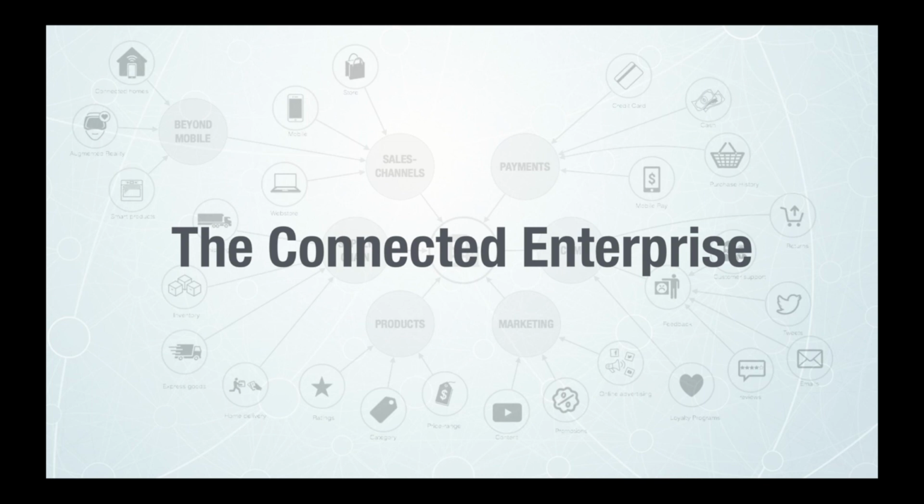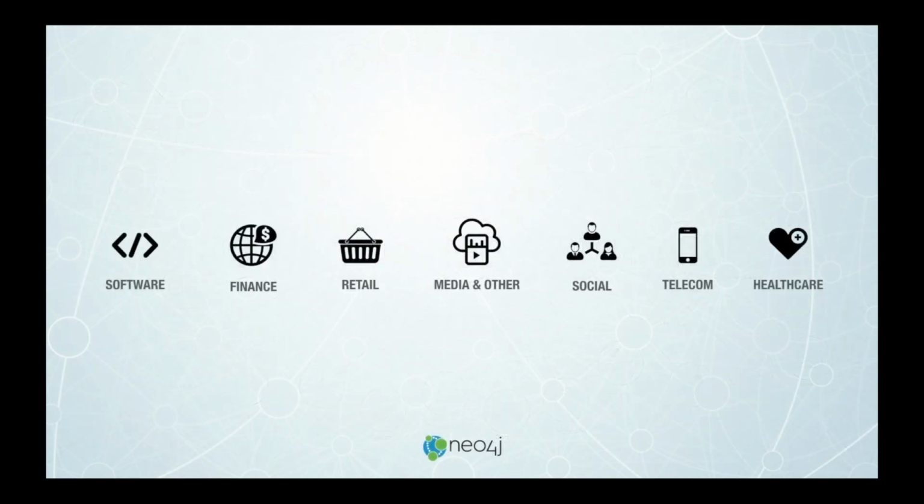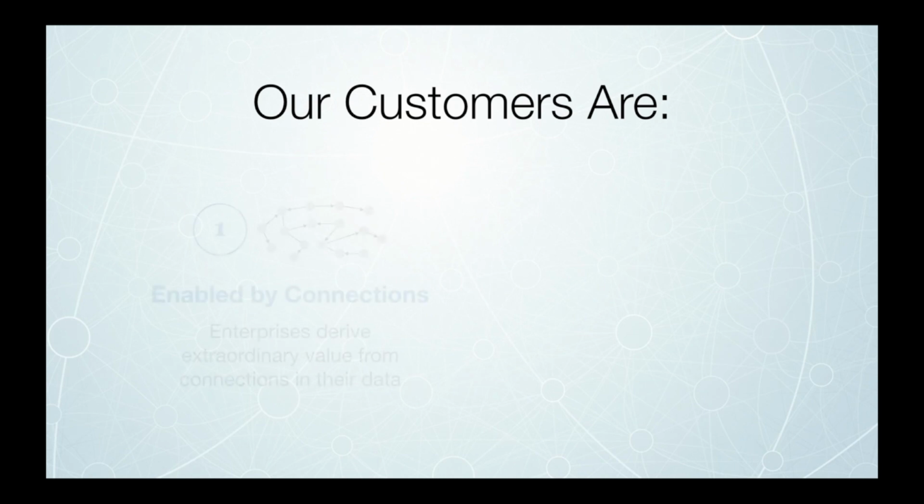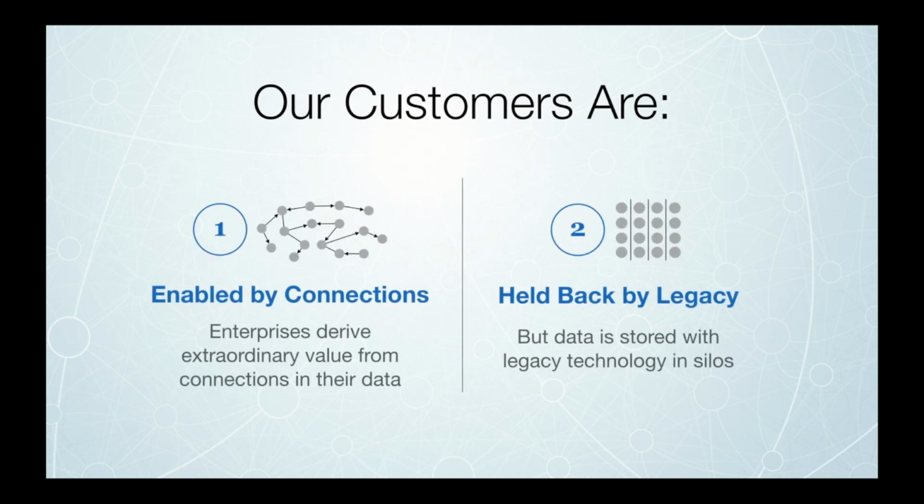And we see those companies emerge in all kinds of verticals, right? They're completely horizontal phenomena, but we see a lot of them in software, in finance, in retail, in telco, in media, etc. What unifies them are two things. One is that they see this extraordinary value in connections in their data. But the second one is that they're really held back by legacy technologies, right?